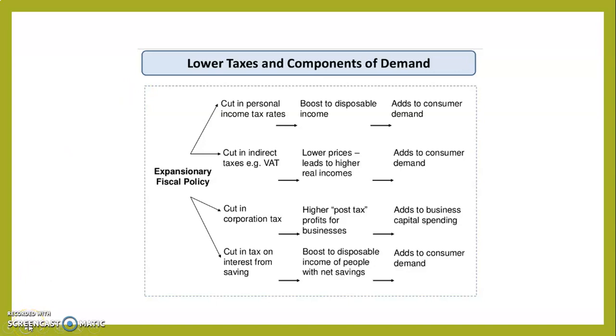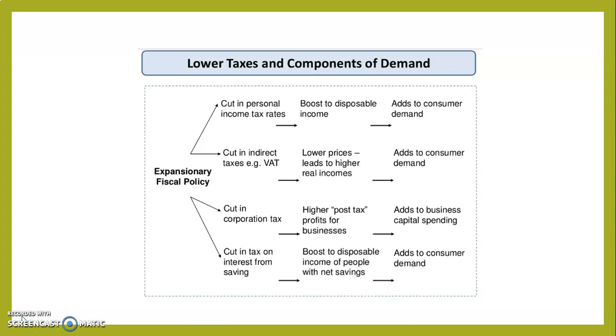This is for the expansionary fiscal policy, or increasing the aggregate demand. The opposite goes for the contractionary fiscal policy. If they want to lower the aggregate demand, they will lower the government spending and they will increase the taxes. That will work the opposite of what we just explained.